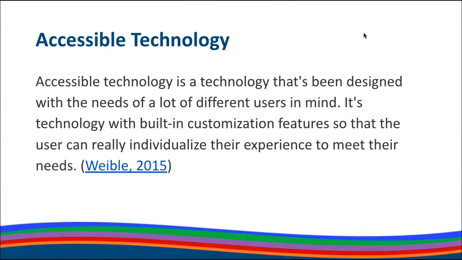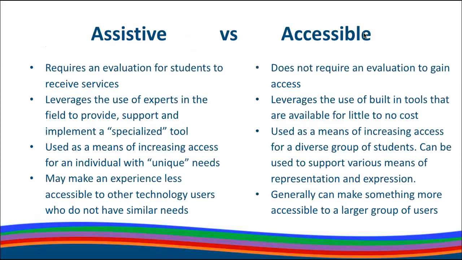It's important to also think about accessible technology, which is built-in features or tools that can be activated to support any learner or any user who is working to increase accessibility. Some key distinctions between assistive and accessible technology are really the access that students can get to these particular tools. Assistive technology requires a formal evaluation process in order for students to receive these services, whereas accessible technology can be explored and students can gain access to these tools at any time.